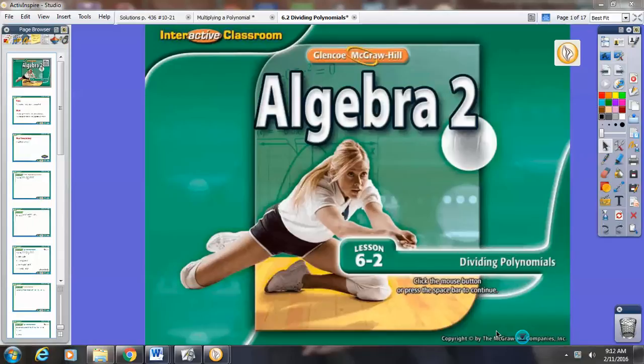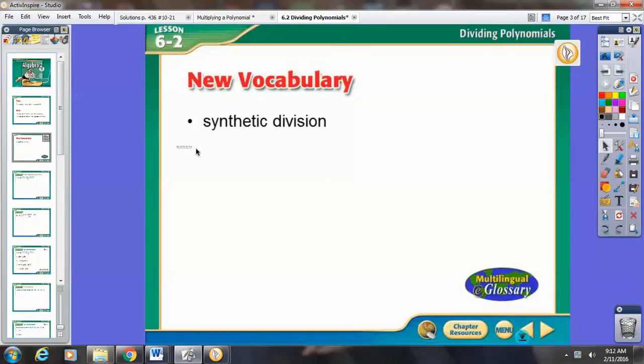First of all, what is a polynomial? Poly does mean many. So nomial kind of sounds like number, sort of numeral. Many numbers, or many terms.